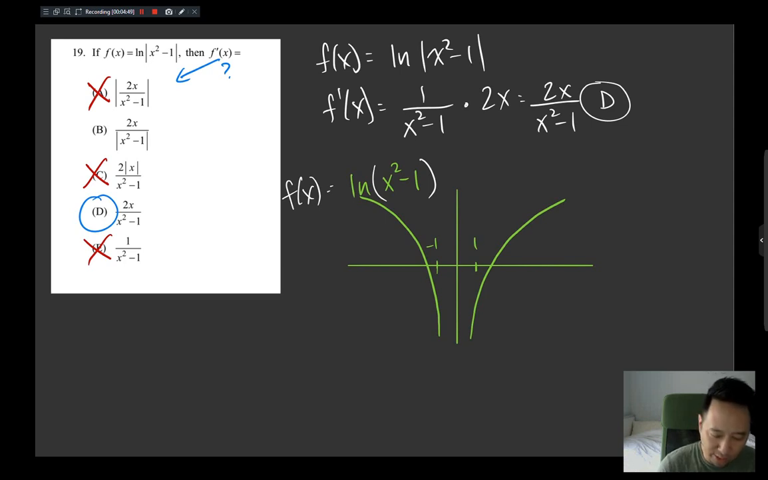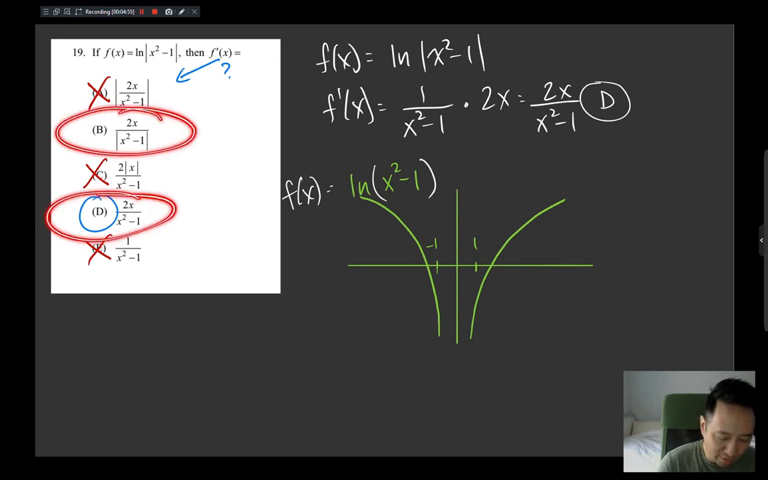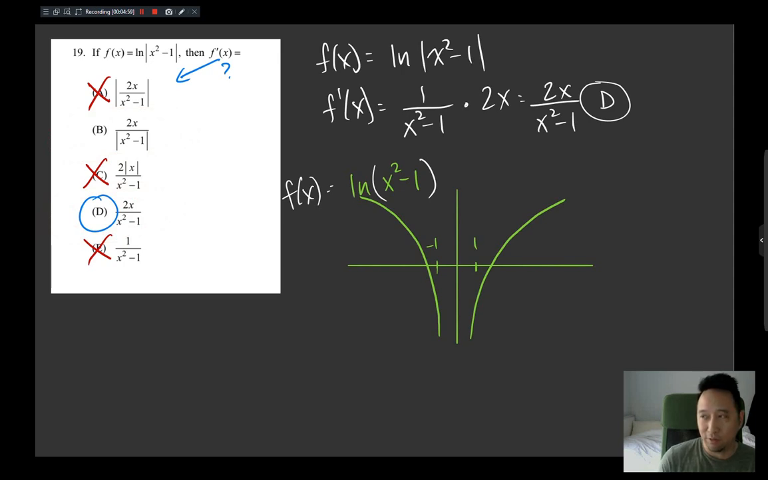Now the only choice left is obviously D, the correct one, which pretend we don't know, and then choice B. Now this becomes a 50-50 chance, right? Because if you don't know what the actual graph looks like, I'm now going to input the absolute value here. In fact, let me go ahead and do that in blue.